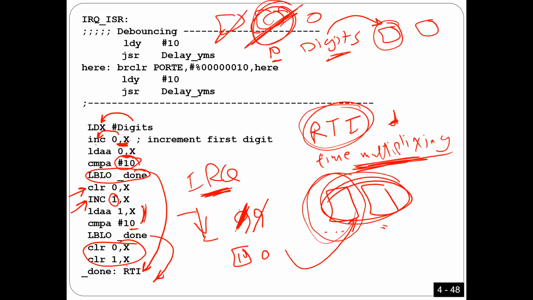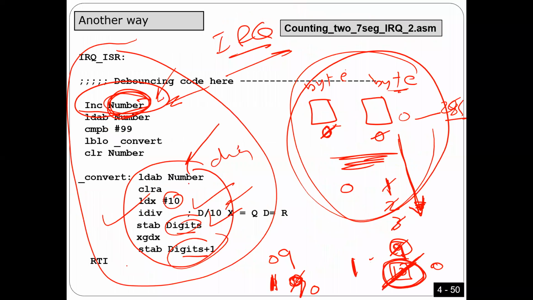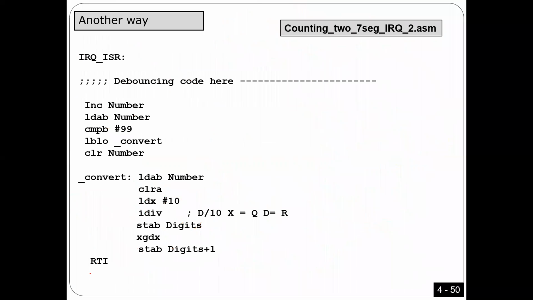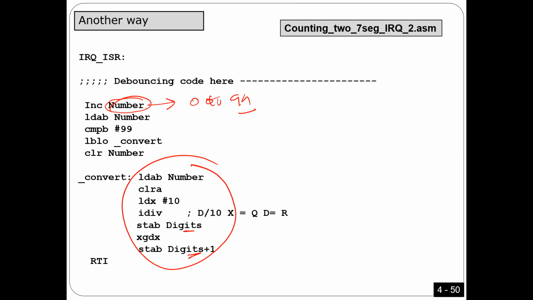Any questions, guys? You get the idea? So let me summarize what I said. I explained two ideas for counting the events in IRQ. One idea is that my number is going to be in binary, and this number can take a value from 0 to 99 in binary, right? And then I have to convert binary to decimal to get 2 digits, right?